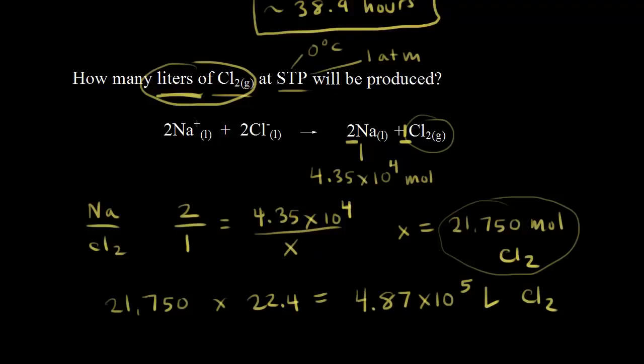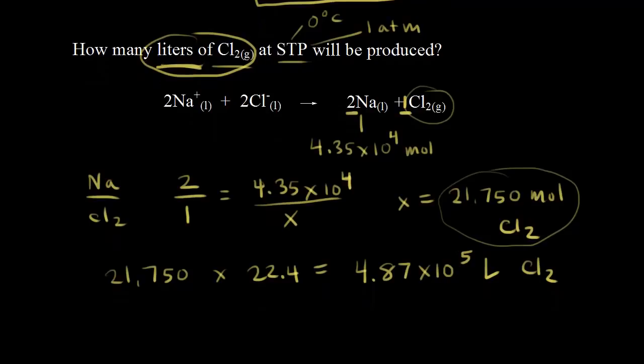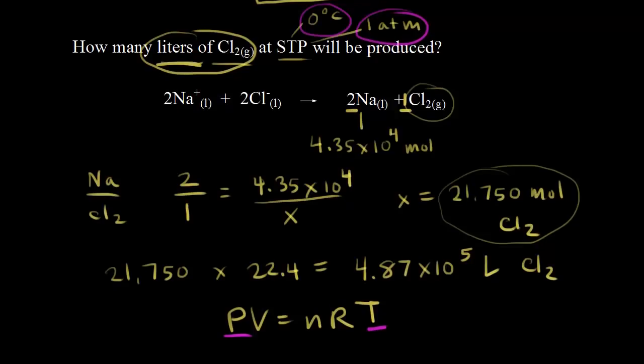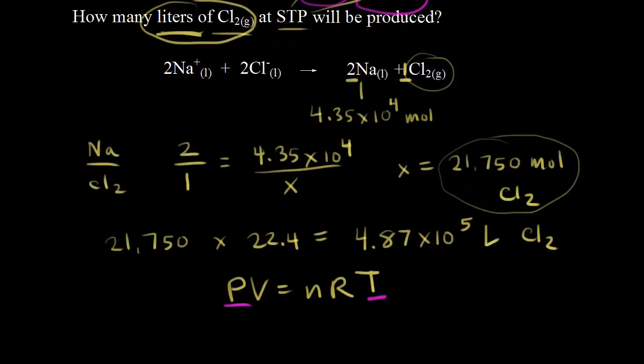So there's another way to do it. If you don't want to take the shortcut, you can plug everything in to PV equals nRT. We're at STP, so standard pressure is 1 atmosphere, and temperature is 0 degrees C, or 273.15 Kelvin. So we can plug those in. Our pressure is 1 atmosphere. Our temperature would be 273.15 Kelvin. We're trying to find the volume, we're trying to find liters, so we're trying to find V.